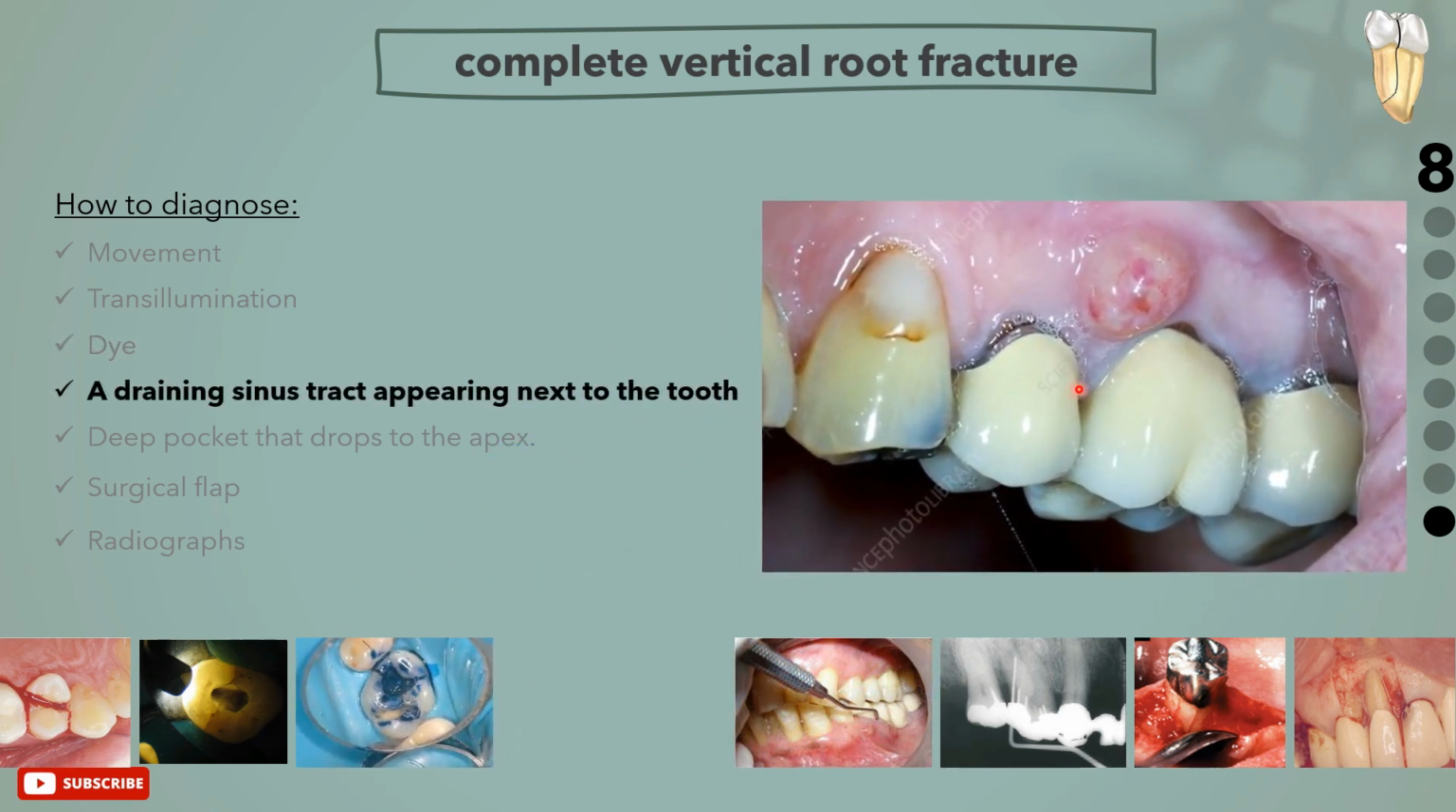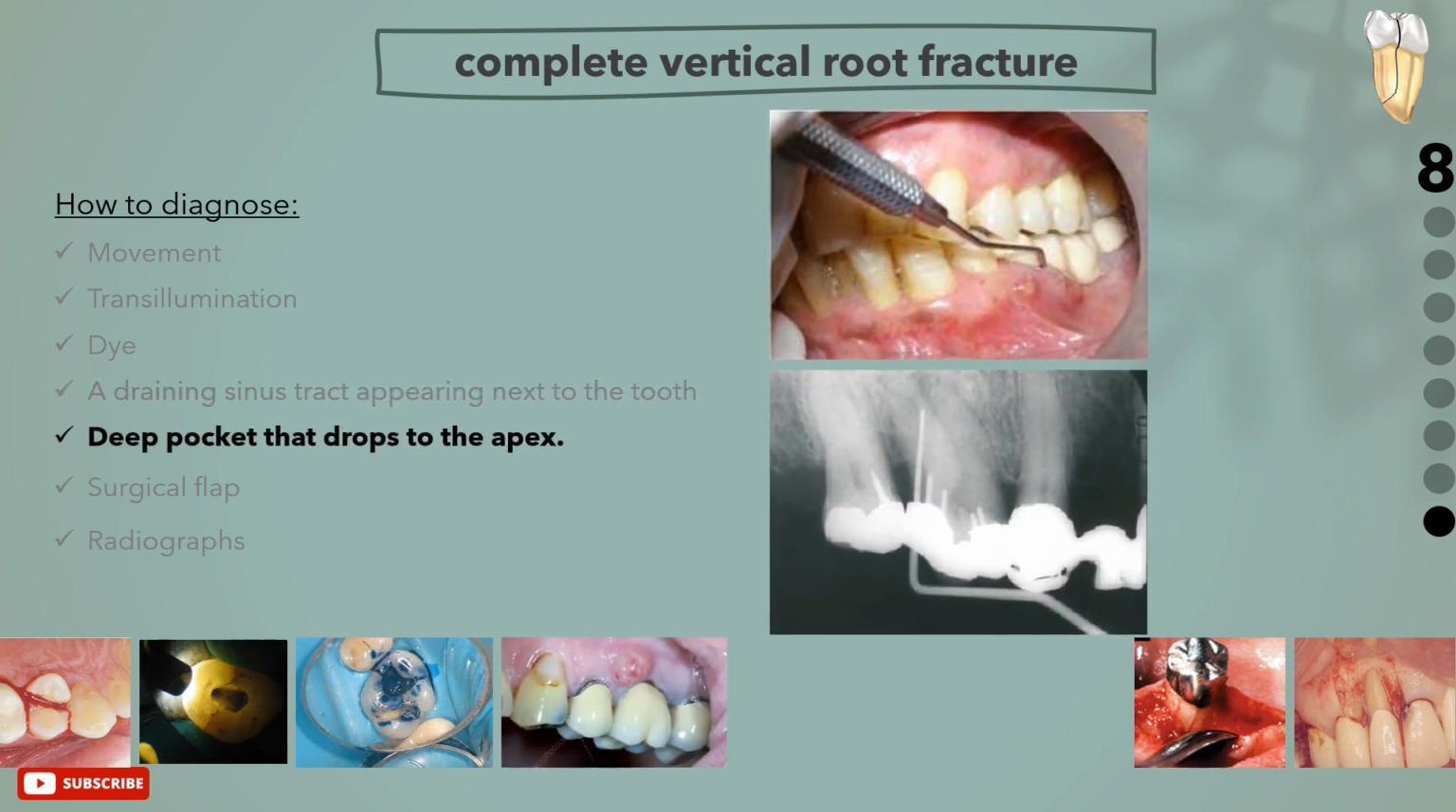A sinus related to a tooth most probably means that there is an infection beneath that tooth, which can be a result of vertical root fracture. You can explore a deep pocket that drops down to the apex. It definitely means that there is a vertical root fracture, since the attachment is lost along the fracture line.